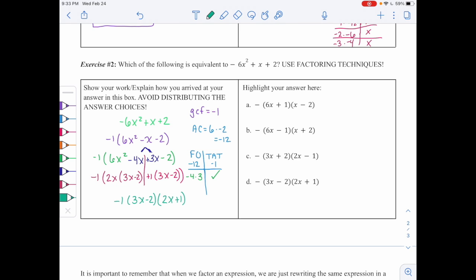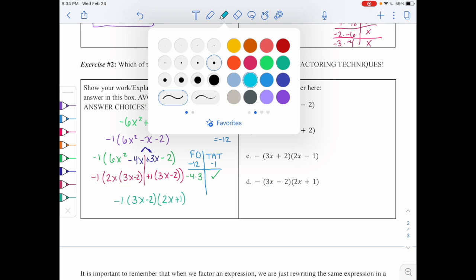So if I look at my answer choices, I can cross off choice A and choice B because they're not even close to what I have. And then if I look at choice C, it's really close, but the signs are not right. So it leaves me with my only possible answer to be choice D.